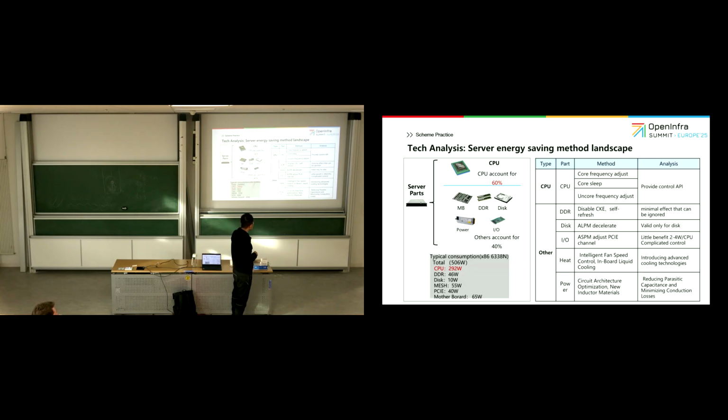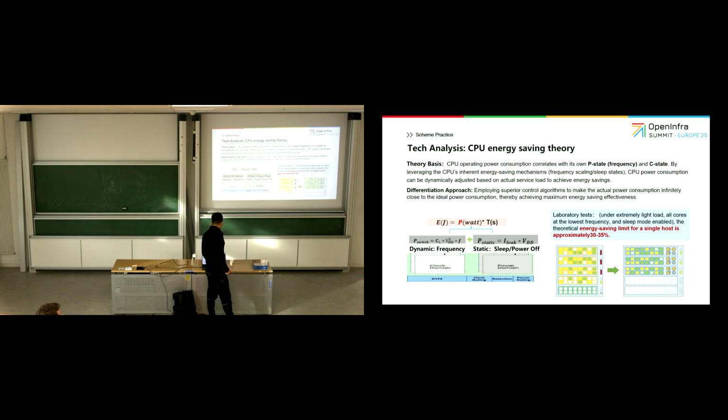So our strategy is that we focus on the CPU, and with the CPU we have our theory to save power. That is, we can measure two key parts. One is the frequency of the CPU. The other is its state. So the total usage is based on dynamic usage, that is the frequency, and static usage, that is whether it's powered off or in use.